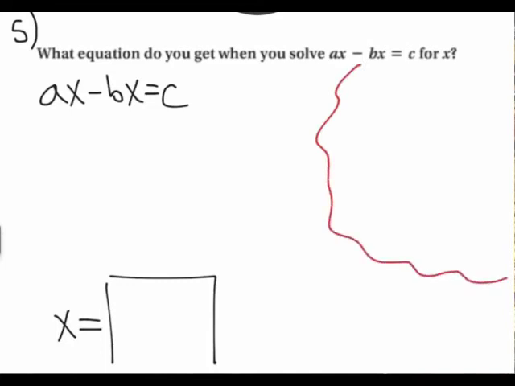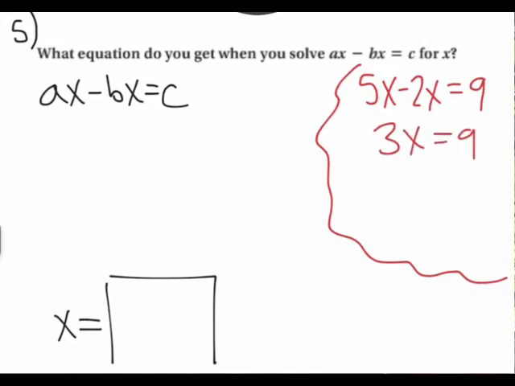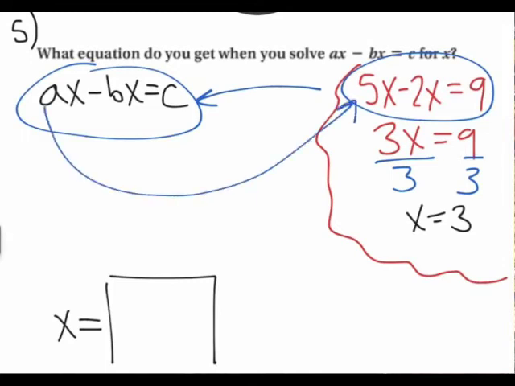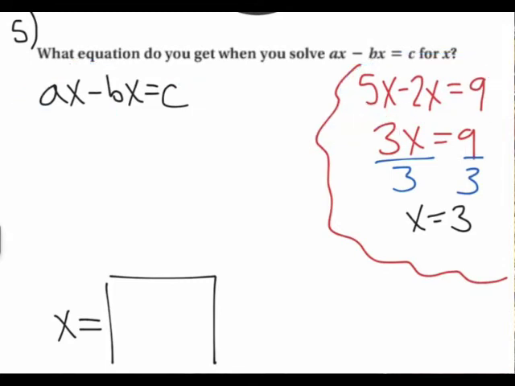Well, I want to give you a little thought bubble over here. Consider this. If we had an equation that looked like this, how about 5x minus 2x equals 9? How would we solve this equation for x? Well, I hope that you would see that we would combine like terms right here. 5x minus 2x is 3x, and then finally we would divide both sides by 3 to get x equals 3. Notice the form of this equation is identical to the form of this equation. A is 5, B is 2.